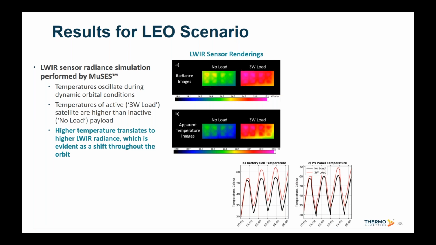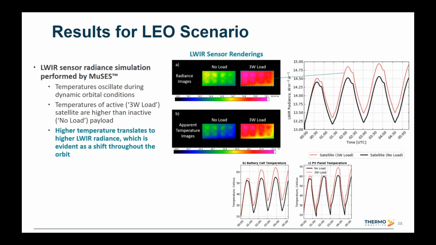So one of the differences that you see here is the higher radiance on the right from the 3-watt load compared to the lower radiance with the inactive satellite. And that's going to show up as a shift in radiance over time during the orbit. And so we'll show that to the right here, where we're taking all the pixels on the satellite and averaging those to get an average long wave radiance.